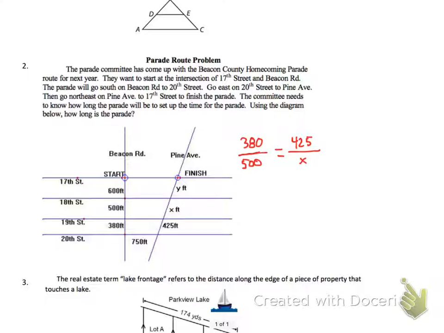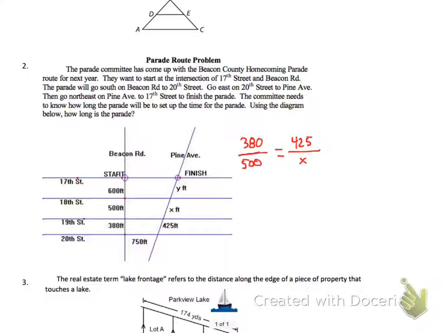So if we use a pattern of correspondence, 380 over 500, those are the adjacent segments along Beacon, equals 425 over x, those are the adjacent segments on Pine. But we're keeping the order between them the same. It could be flipped around, so it could be 500 over 380 equals x over 425. But in this case, we're going bottom over top equals bottom over top. As long as you're consistent with your pattern, you can set it up lots of different ways.